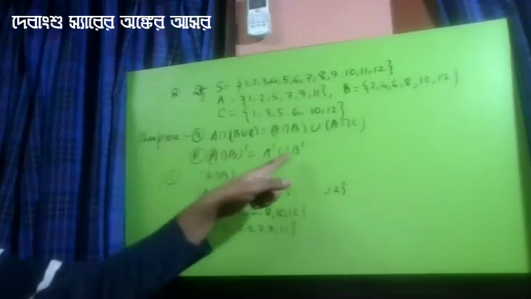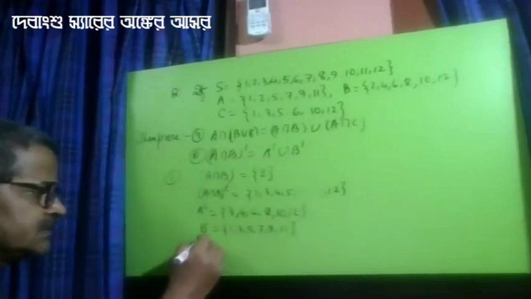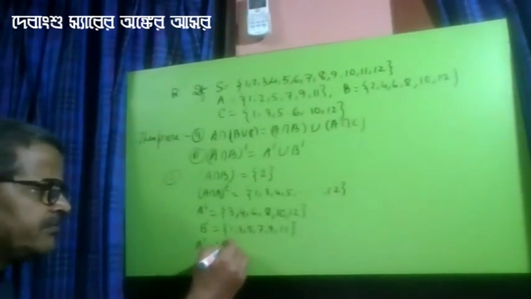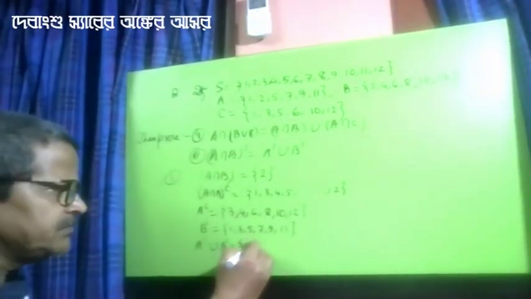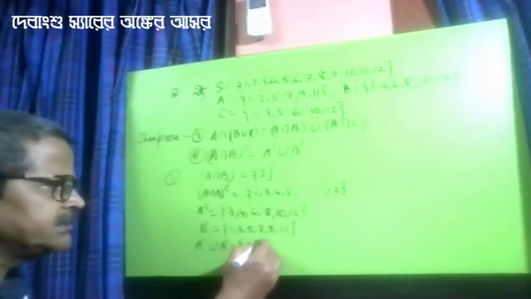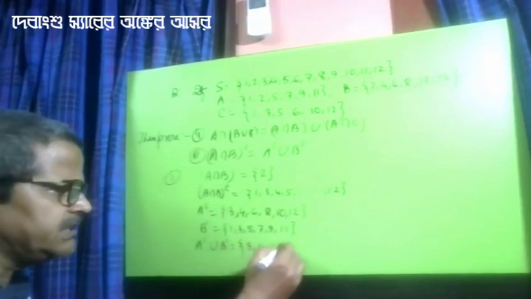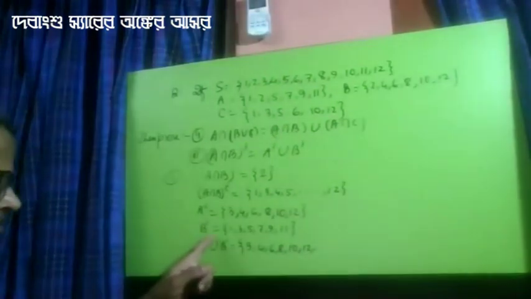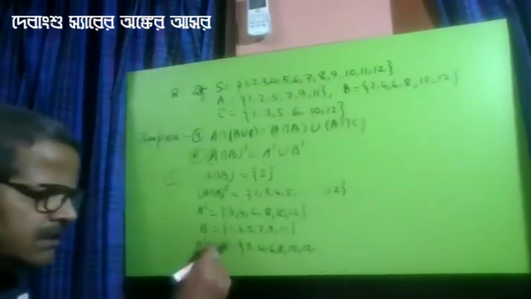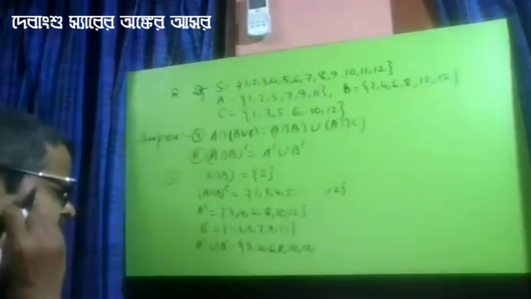Now you have to take their union. A complement union B complement is equal. First write all elements of A complement, that is 3, 4, 6, 8, 10 and 12. Then verify which numbers in B complement are not included.